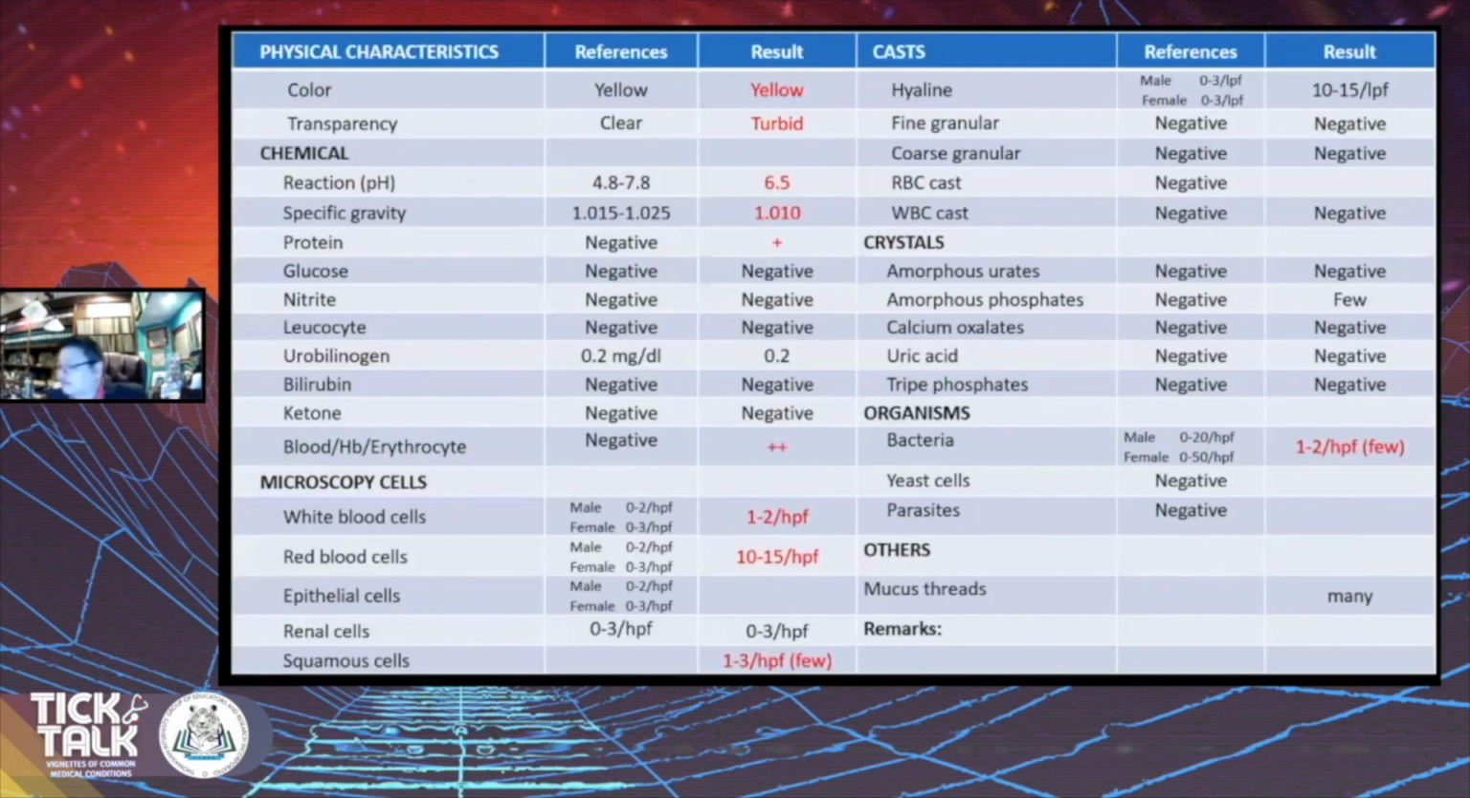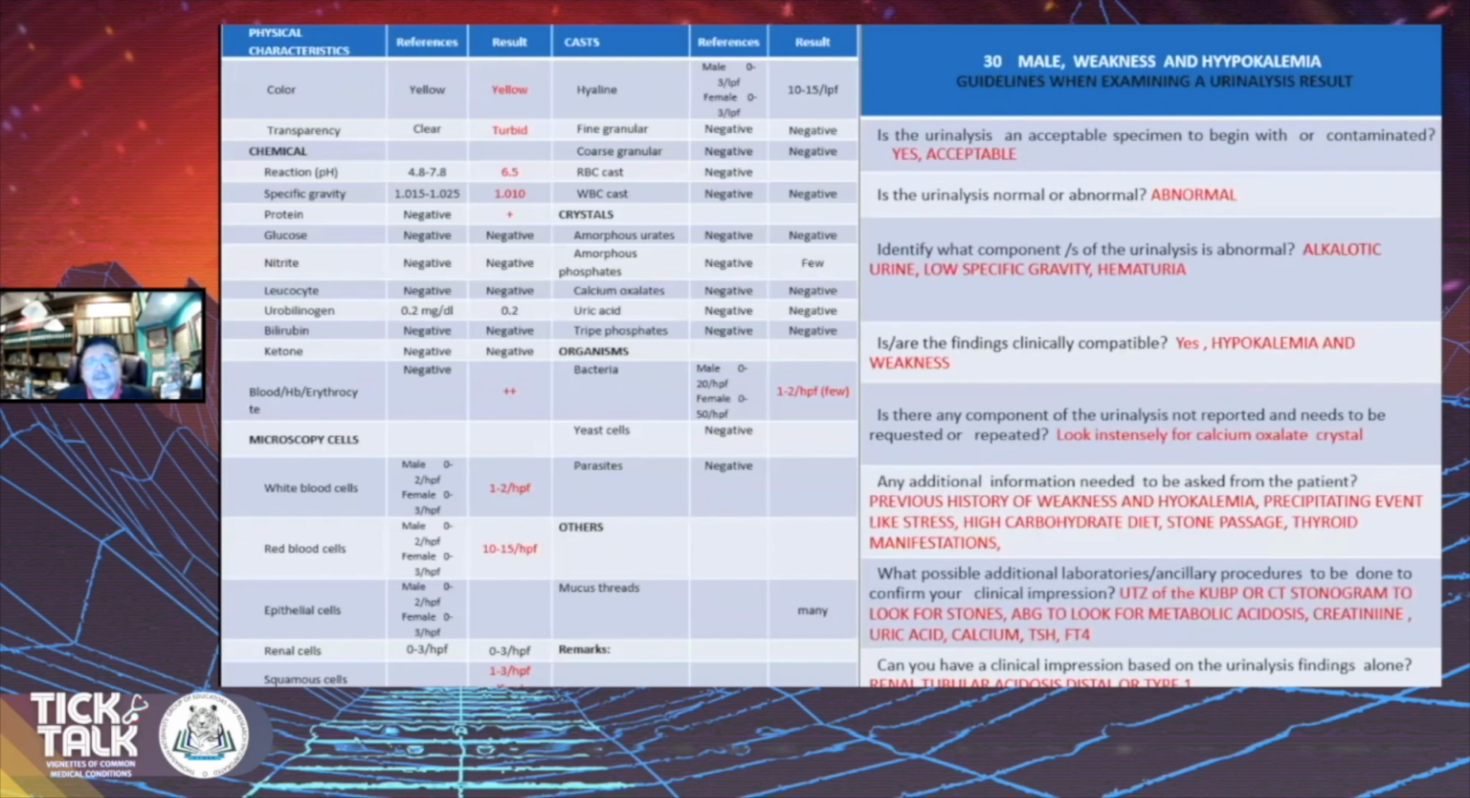So we can see here, doctors, that this is yellow, turbid, with 10 to 15 RBC, squamous cells 1 to 3, etc. So this is the guideline. We can see here that the urinalysis is acceptable, but it is abnormal, okay, because of the presence of the RBC. And also what is very important here is the pH of the alkalotic urine, that is more than 5.5, that is 6.5. Low specific gravity, and then the hematuria. And clinically compatible, yes, because this patient has hypokalemia and weakness.